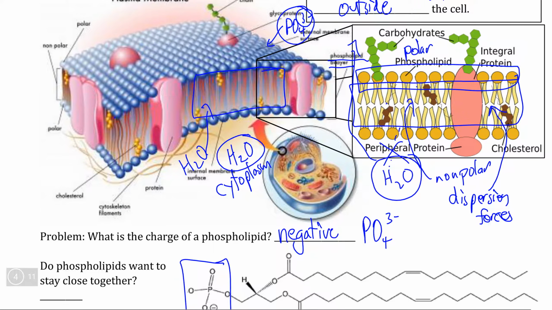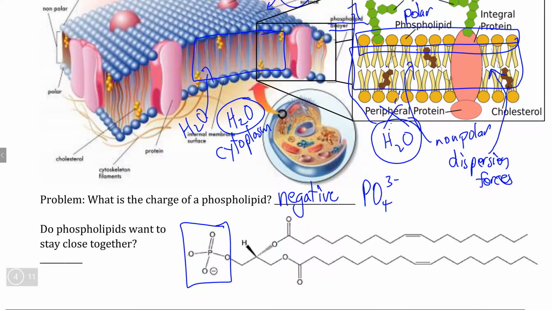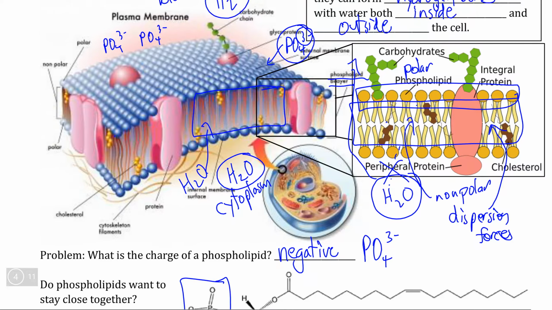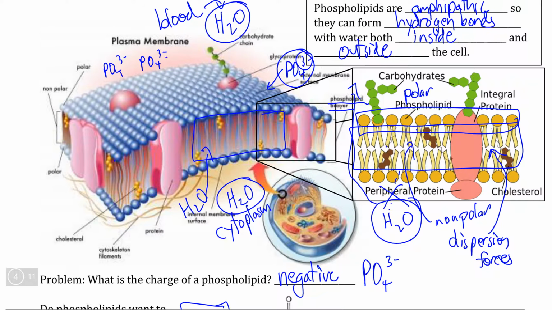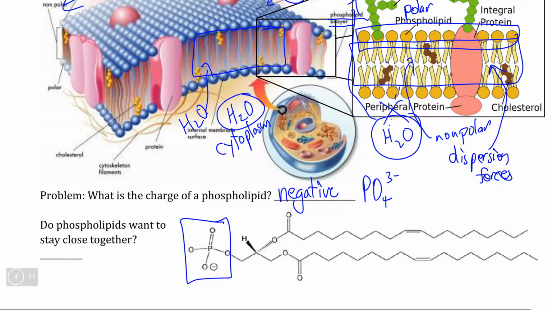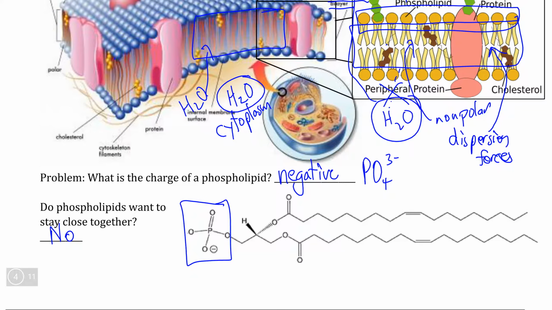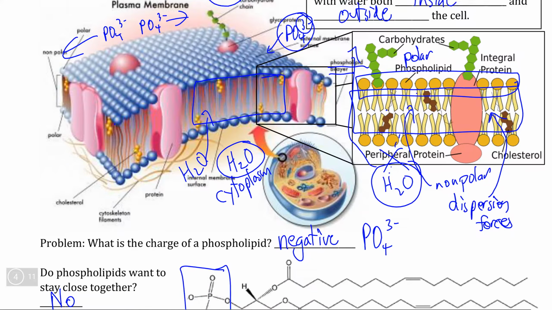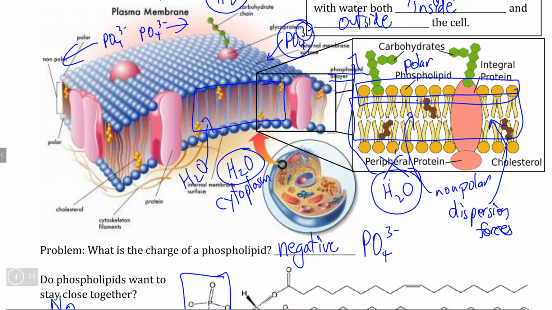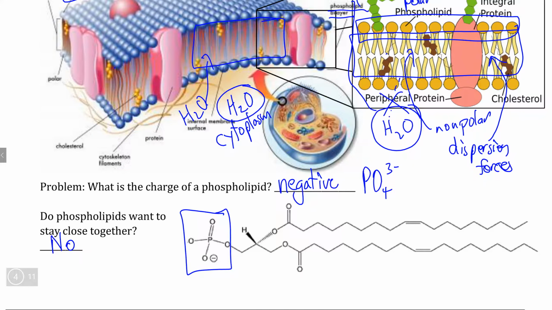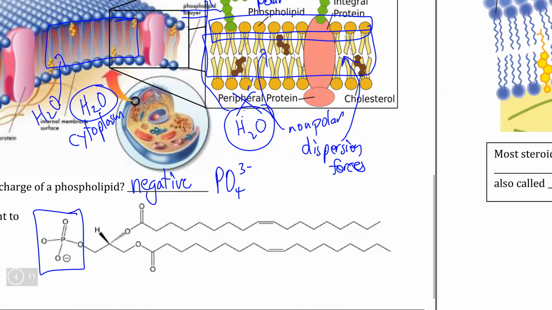Now, the problem with that is that if every single phosphate has a -3 charge and every single phospholipid has a phosphate at the head, that's going to mean that every single one of the phospholipids is going to be repelling each other and not want to stay close together. So how does this structure keep itself stabilized even if all the phosphates are constantly repelling each other?